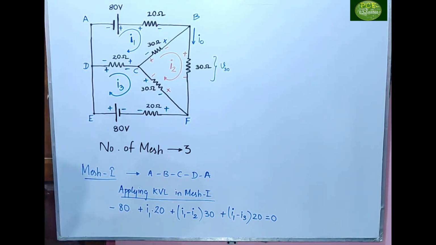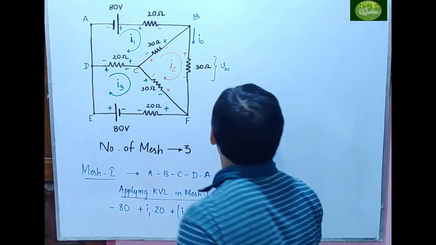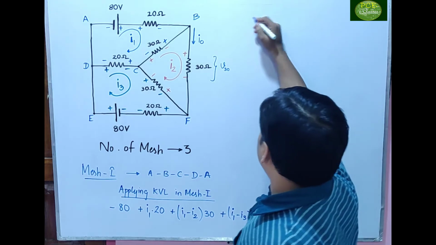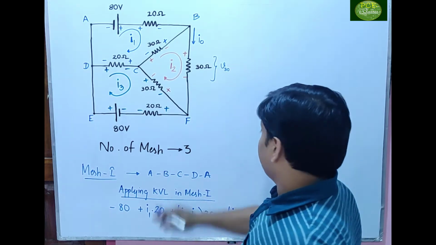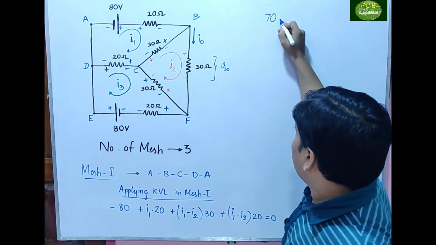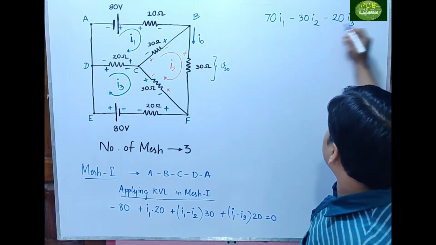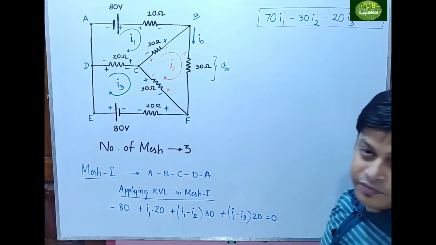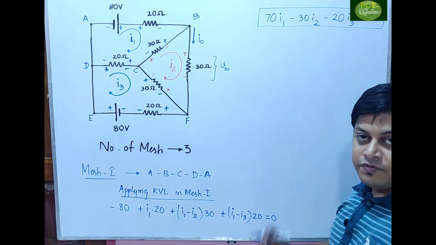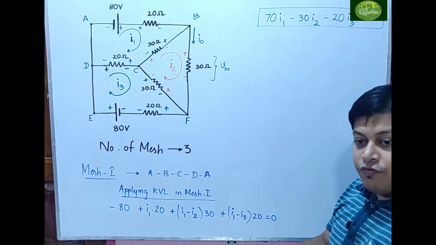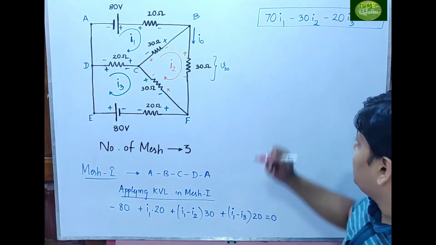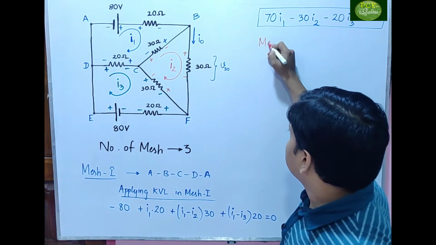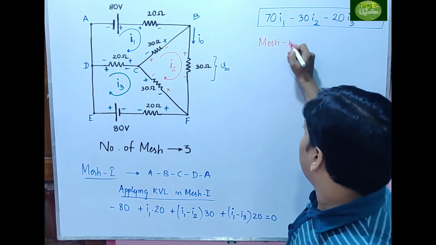Fine, you can make a note of it. We'll continue. In a proper way, I'll be writing it down. First equation we have got. Moving to the second one. What is the second one? Mesh 2.